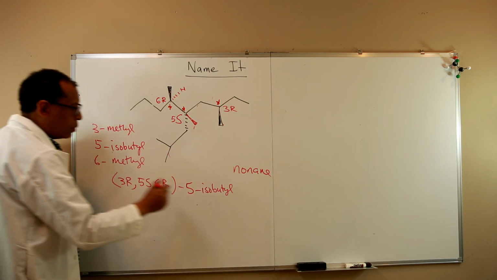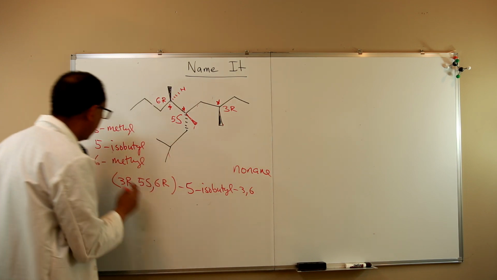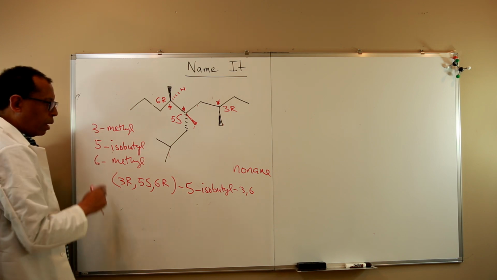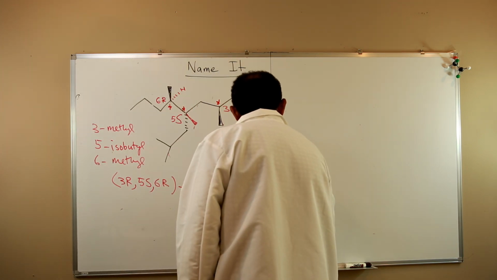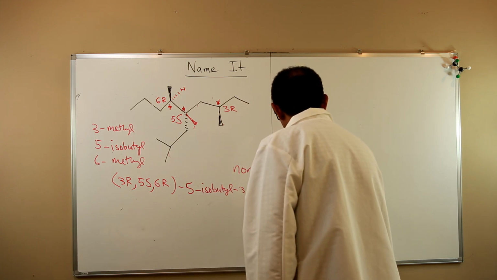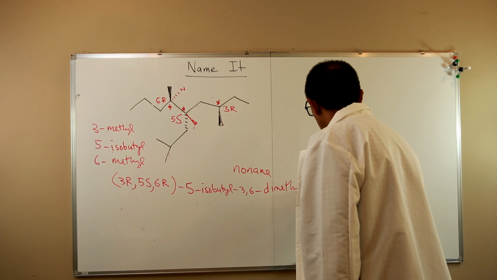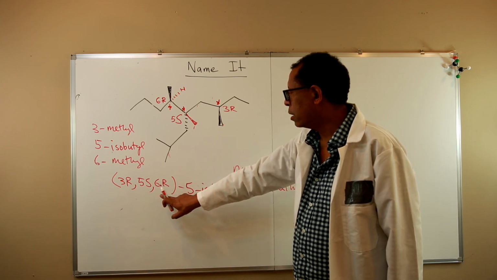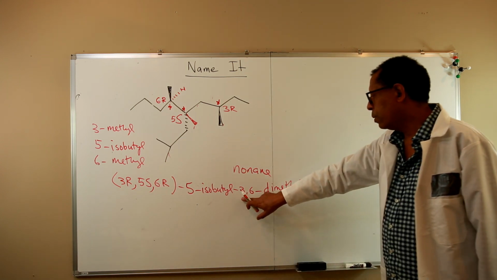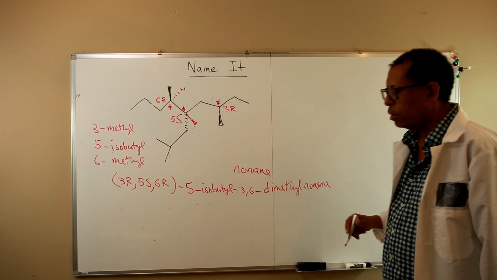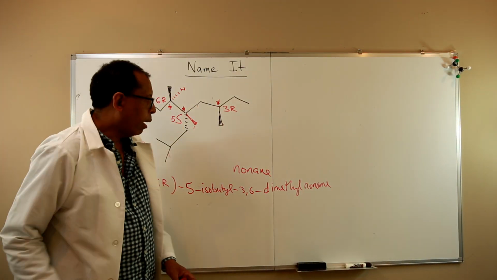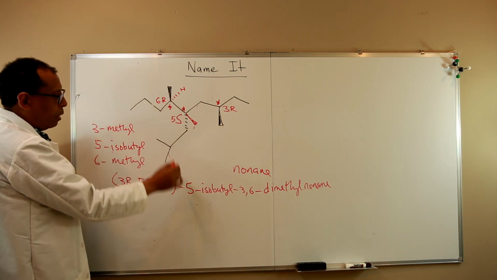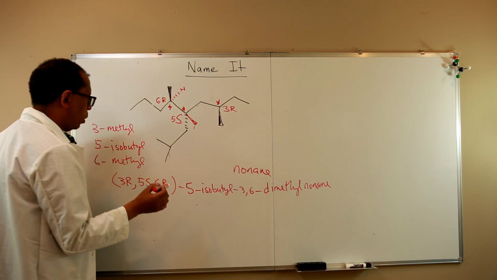And the next one is 3,6. You can combine them because they are the same kind of substituent, but you have to add dimethyl because you have two of them. Dimethyl, and it is 9 carbon, nona. So (3R,5S,6R)-5-isobutyl-3,6-dimethylnona. So here what we have achieved is just we assigned the configuration 3R, 5S, 6R, and 5-isobutyl, 3,6-dimethylnona.